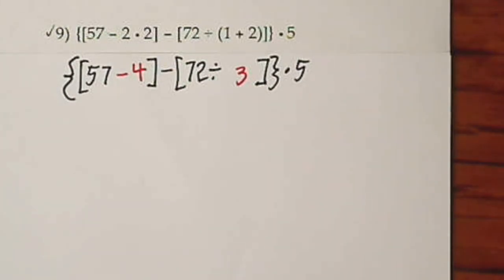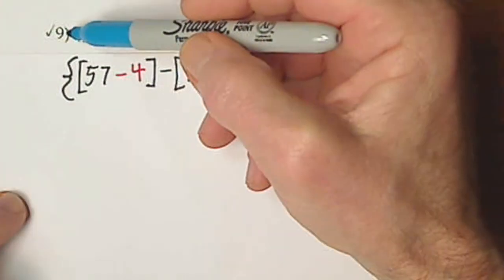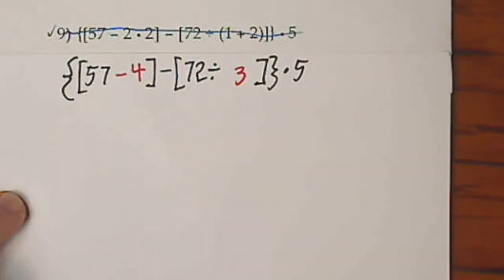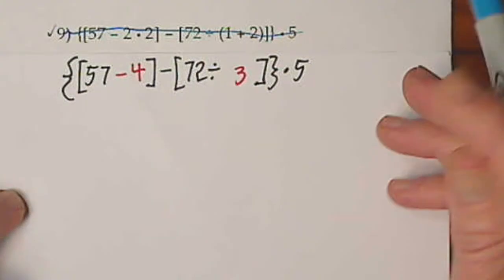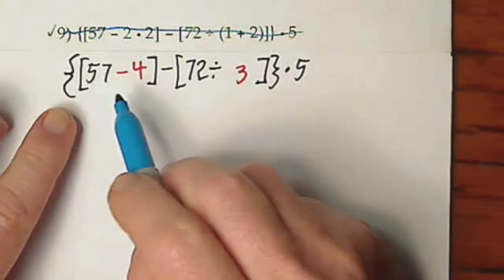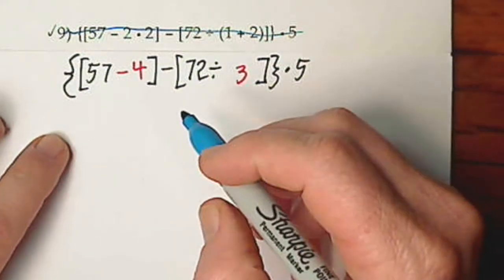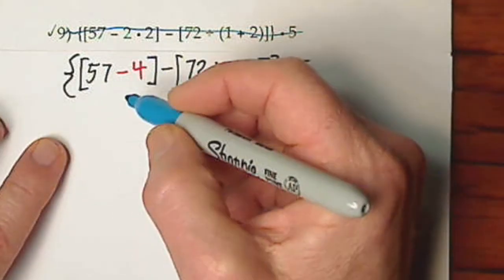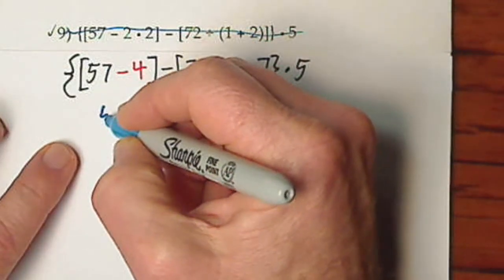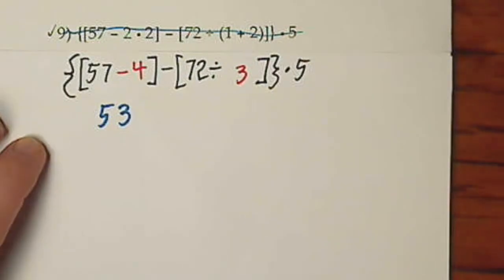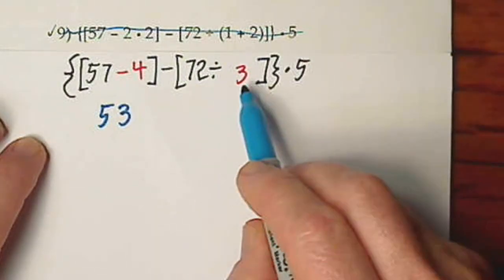Alright, now we repeat the process again. Everything up here is gone. You don't have to worry about it anymore. You just worry about this line now. Okay. Within parentheses here, the signs are different. You subtract, keep the sign of the larger. This leaves us with a 53.